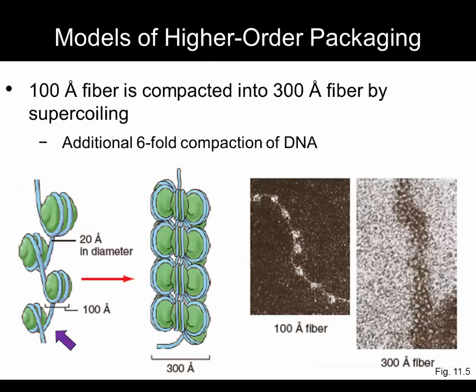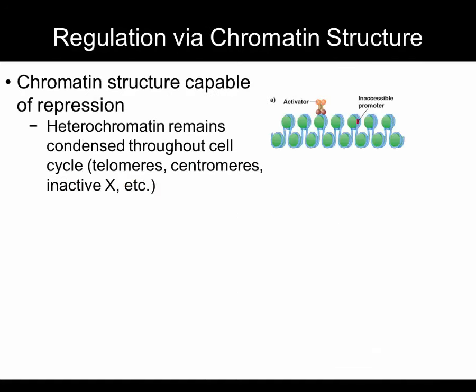The chain of nucleosomes forms this beads on a string structure, with each nucleosome having a 100 angstrom diameter. And then there is supercoiling that occurs, which leads to an even more compact structure with a 300 angstrom diameter. So our DNA can be quite condensed. This condensed structure can leave the DNA inaccessible to proteins like RNA polymerase and other factors needed for gene expression.